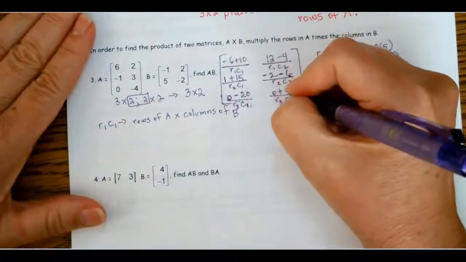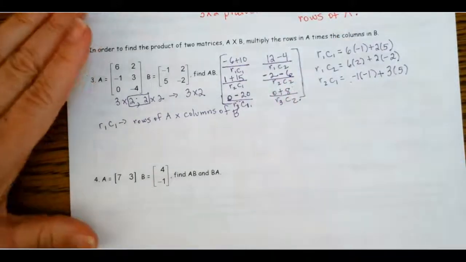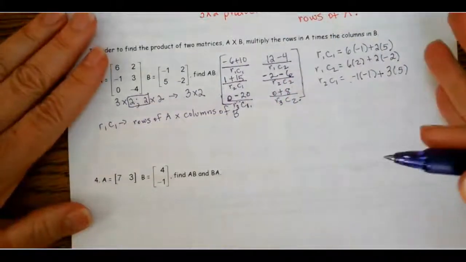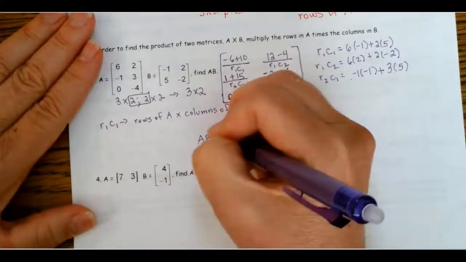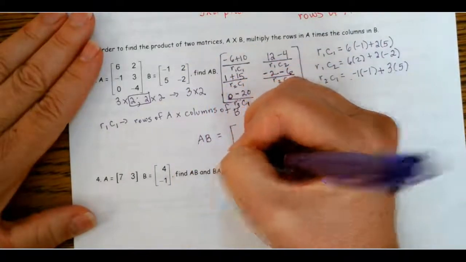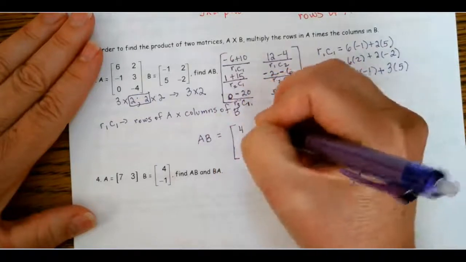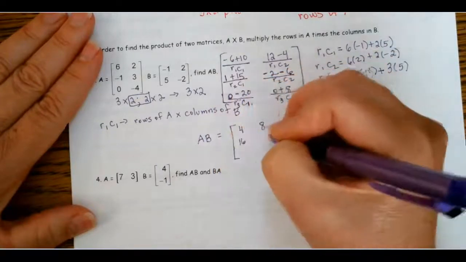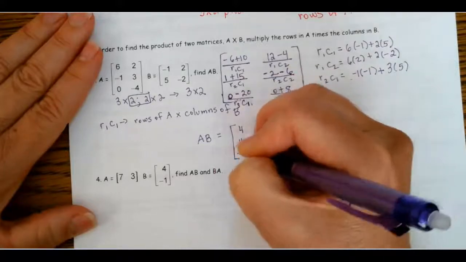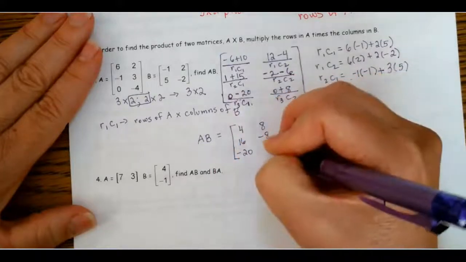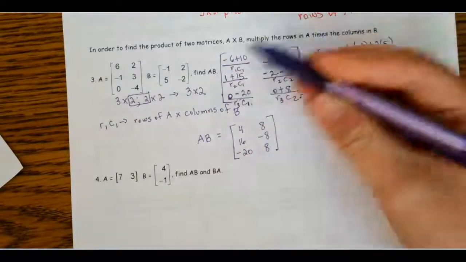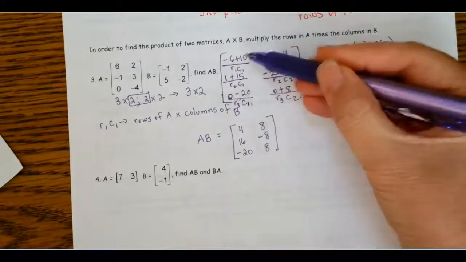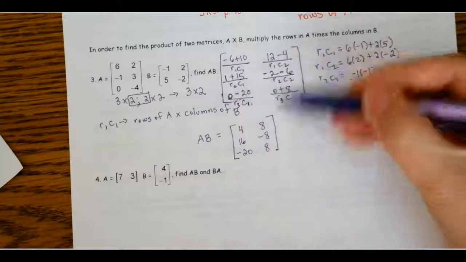Okay, now for our final answer, we're going to go ahead and add or subtract, combining those like terms. So product AB is equal to 4, 8, 16, negative 8, negative 20, and 8. Okay, that's an interesting result. I just went through and I just added or subtracted in each location.